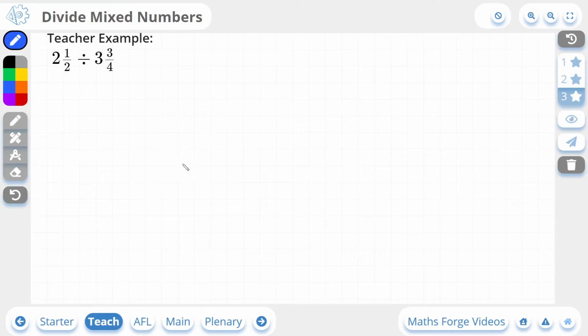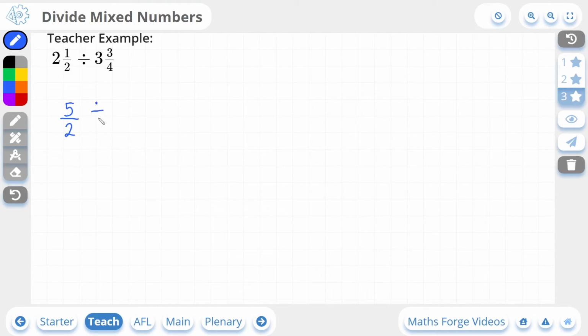Now let's move on to a 3-star example. So we have 2 mixed numbers dividing by each other. So the first step I'm going to do is change them to improper fractions. So I'm going to do the whole number 2 multiplied by 2, which gives us 4. And then add this to the numerator 1, which gives us 5. So 2 times 2 is 4, plus 1 is 5, over the original denominator 2.